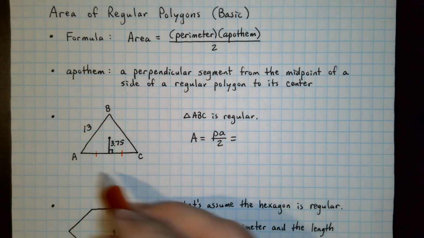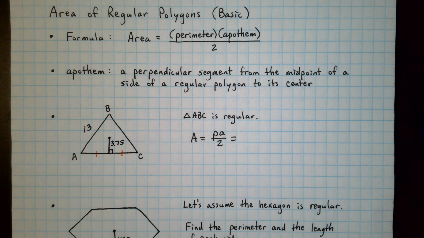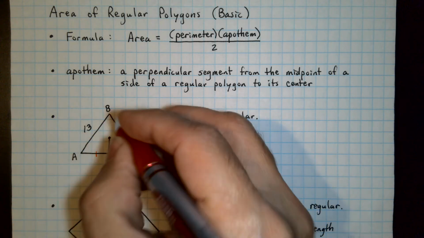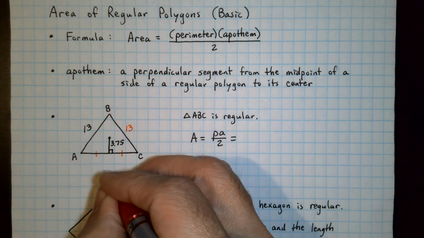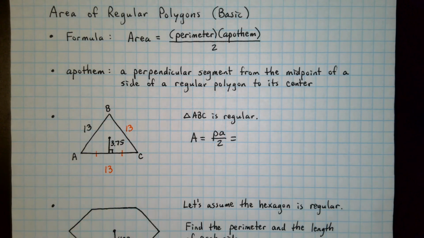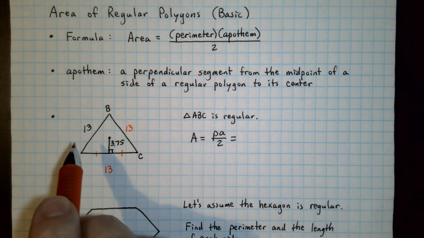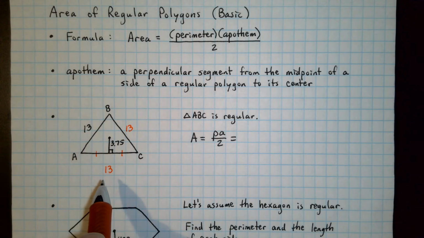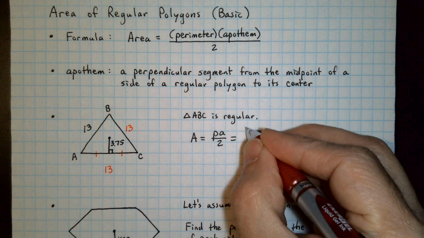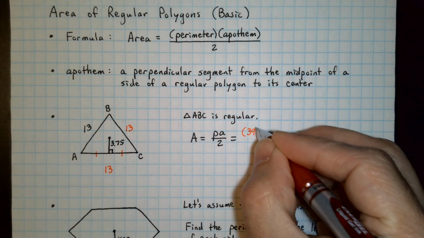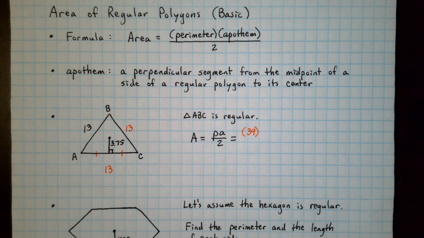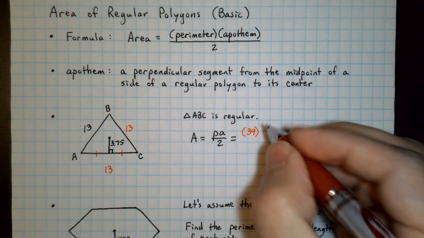Well, this triangle here is regular, meaning that all three sides are the same length. This side is 13, so this side would be 13, and this side is also 13, which means the perimeter is either 13 plus 13 plus 13 or 13 times 3. Either way, we get 39. The apothem is labeled here as 3.75.